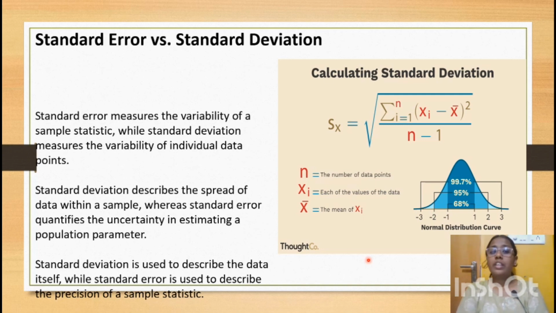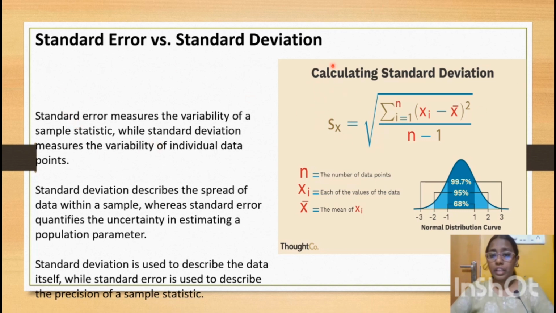The standard deviation describes the spread of data within a sample, whereas the standard error quantifies the uncertainty in estimating a population parameter. Standard deviation is used to describe the data itself, while standard error is used to describe the precision of the sample statistics. So here are the three differences between the standard error and standard deviation, which clearly show that standard error is different from standard deviation.